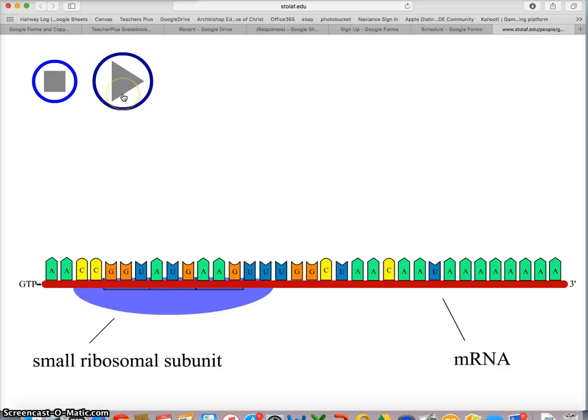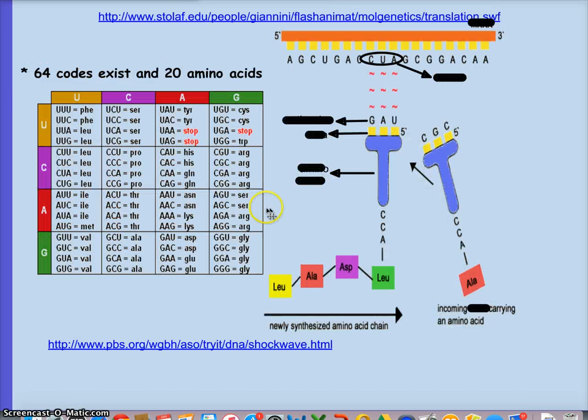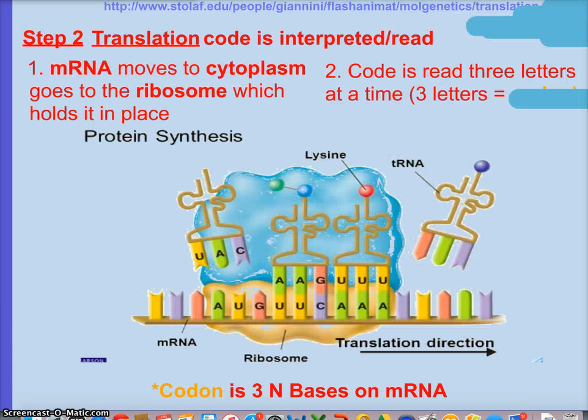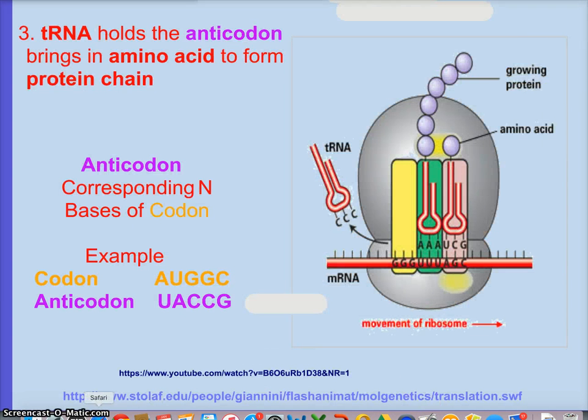Let's see. If it does start in AUG, what amino acid is it going to call for? Go to your charts and check. And I'm going to go over there. Who can find AUG? Yes. MET, right here. Okay? Let's see if that's real. Who's bringing MET? tRNA.